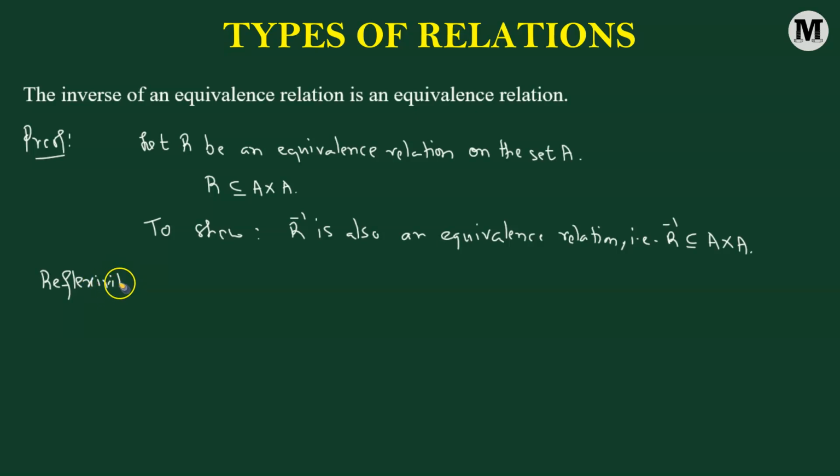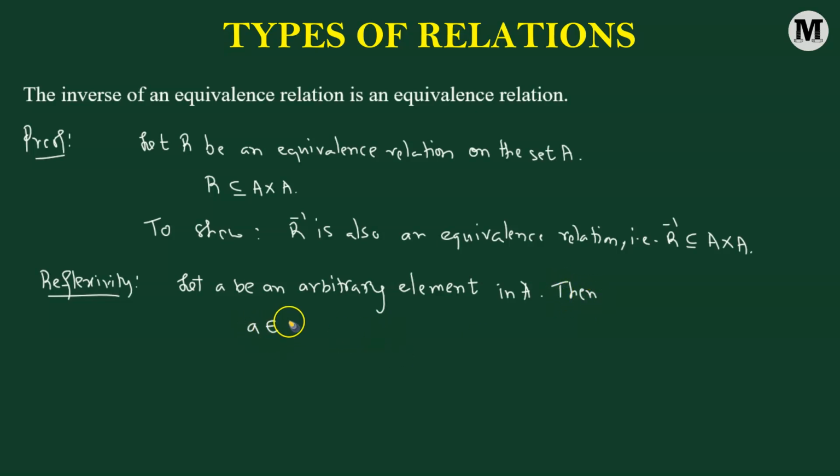Now, reflexivity states that if we consider an arbitrary element a, so let a be an arbitrary element in the set A, then a belonging to the set A must immediately imply that the ordered pair (a, a) must belong to the relation R. That's because R is an equivalence relation, which means R is reflexive. If it is an equivalence, automatically it would be a reflexive relation.